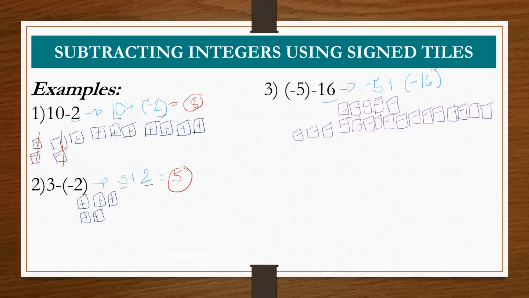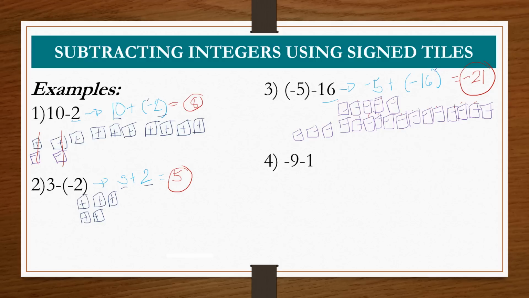And counting them all, all of the tiles are negative. We just count them: 1, 2, 3, 4, 5, 6, 7, 8, 9, 10, 11, 12, 13, 14, 15, 16, 17, 18, 19, 20, and 21. So the result is 21 tiles that are negative, so negative 21. Simplifying, negative 5 minus 16, the result is negative 21.